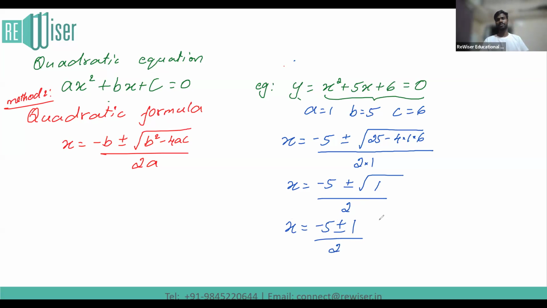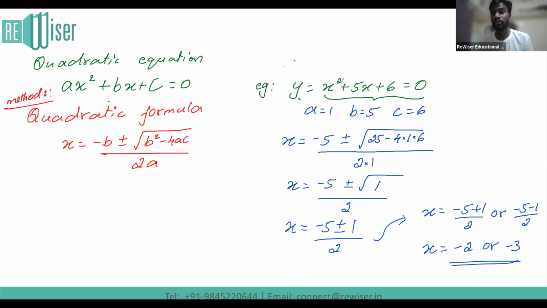And whenever you have these types of plus minus, you can always write it as either x is equal to minus 5 plus 1 over 2, or minus 5 minus 1 over 2. And this is going to result in minus 4 over 2, which is minus 2, or minus 6 over 2, which is minus 3. So even when we solved this one by splitting the middle term and factorizing it, we still got the exact same answer. And this is the right answer for this example.